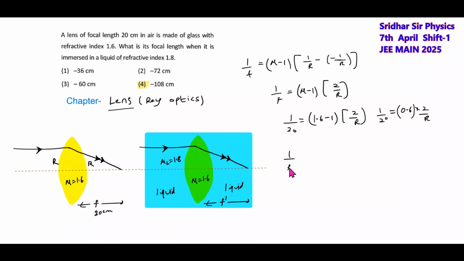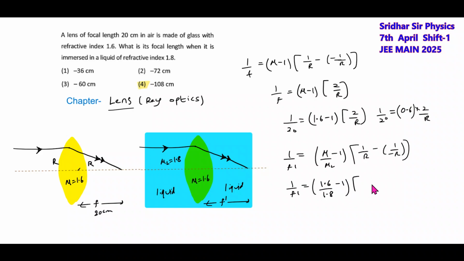When it is immersed in liquid, 1 by f dash equal to (mu by mu l minus 1) into (1 by r minus ...) with a negative sign, because the radius of curvature of this surface will be positive, this will be negative. So 1 by f dash equal to mu, which will be 1.6 by 1.8, minus 1, into 2 by r. So this will be 16 by 18, 8 by 9.